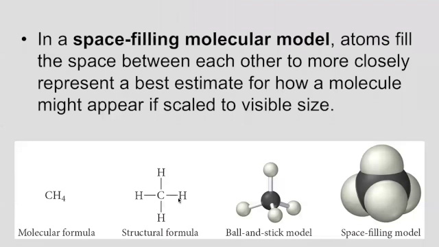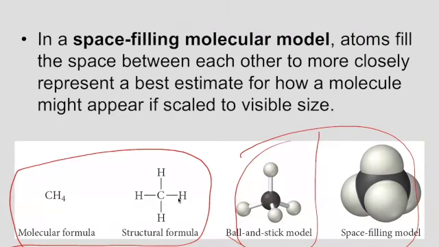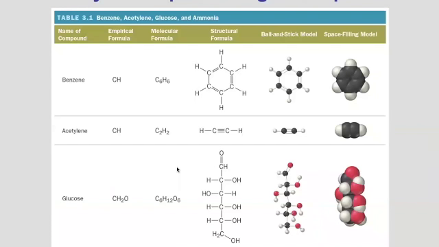Here we have a summary of all the different molecular models that we have to represent a compound. We are going to be using the molecular and the structural formula very heavily. And in lab, you're going to be playing around with the ball and stick. And if you decide to do computer science, you're going to be able to use the space filling model. Here's a table where you see the empirical formula, the molecular formula, the structural formula, the ball and stick model, and the space filling model.